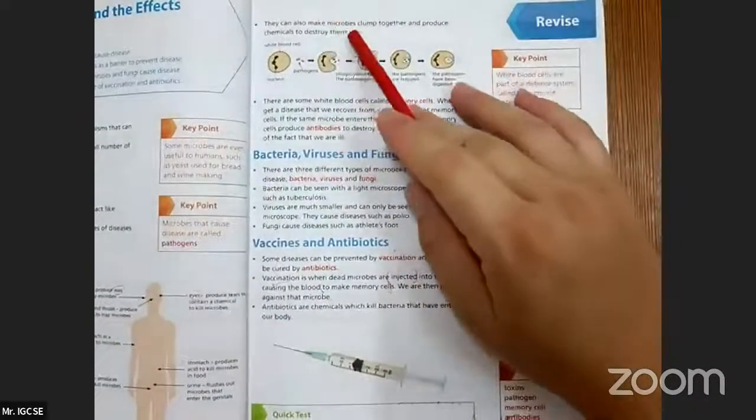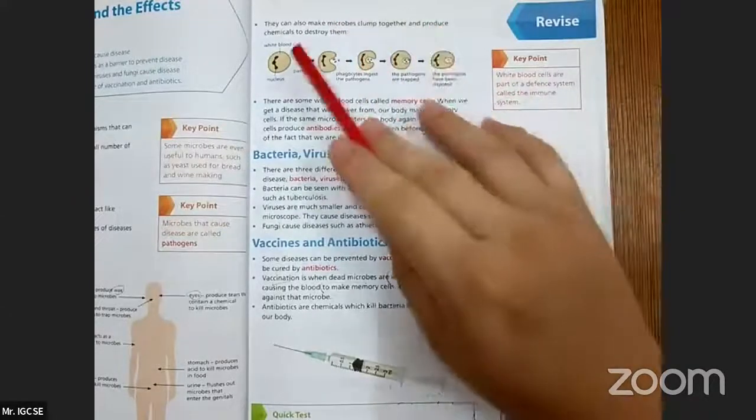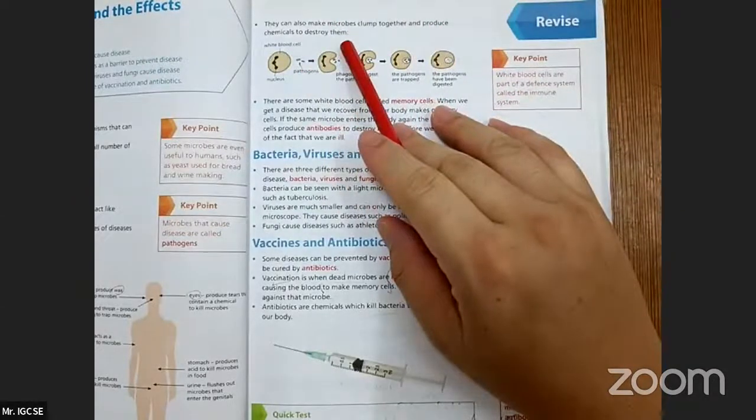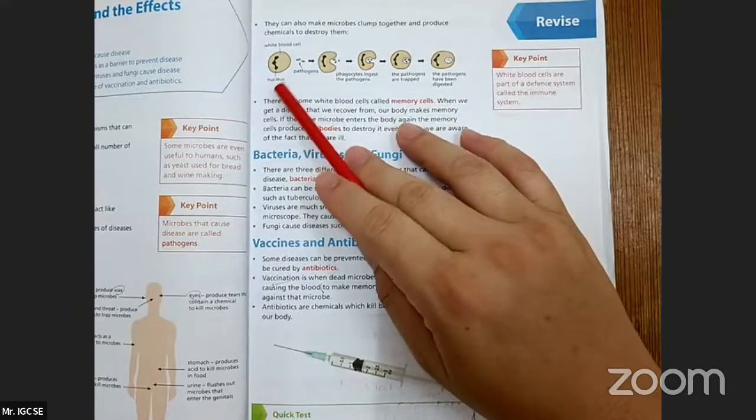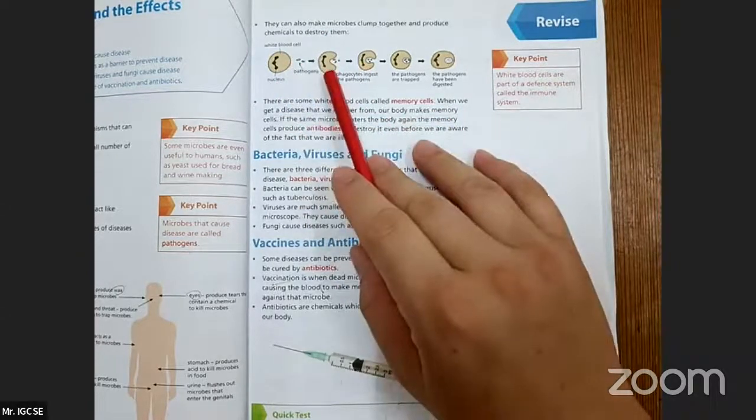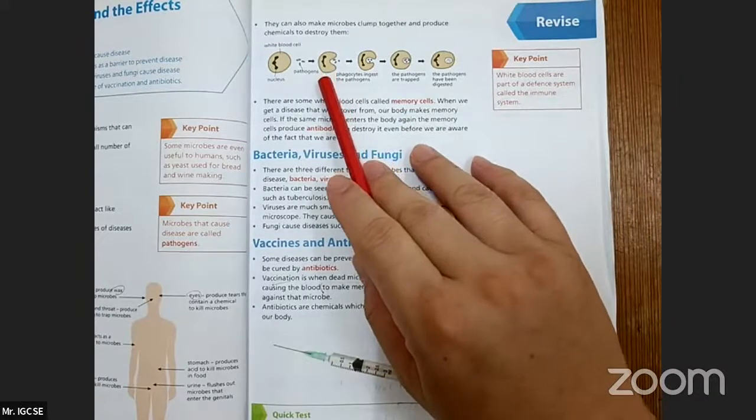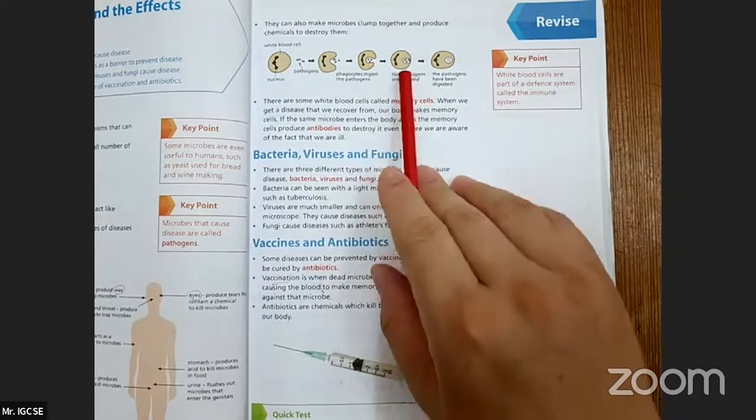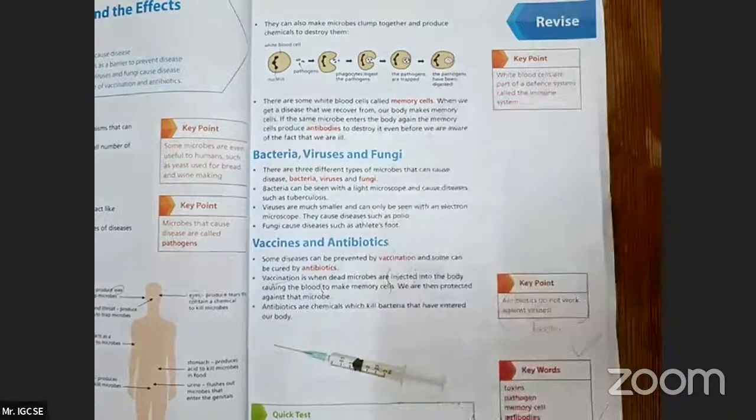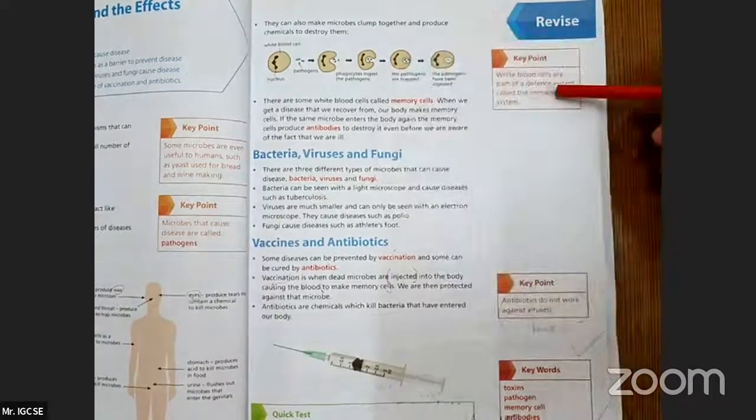They can also make microbes clump together and produce chemicals to destroy them. This is the white blood cell. This is the pathogen. They try to engulf it, to ingest the pathogen, and the pathogen is trapped, and then the pathogen has been digested. This we call the immune system.